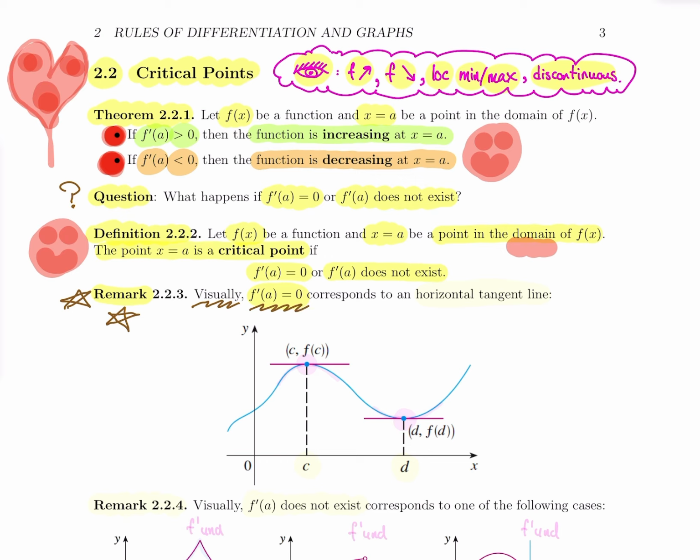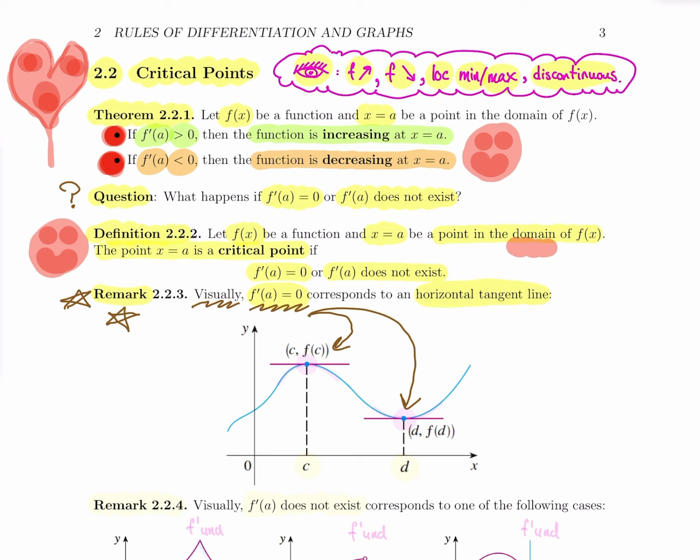Where are they on the graph of your function? Well, if you have any point on the graph where the slope of the tangent line is a horizontal line, because remember, what does it mean for a linear function to have a slope of 0? It means that you're dealing with a constant function, and a constant function is a horizontal line.